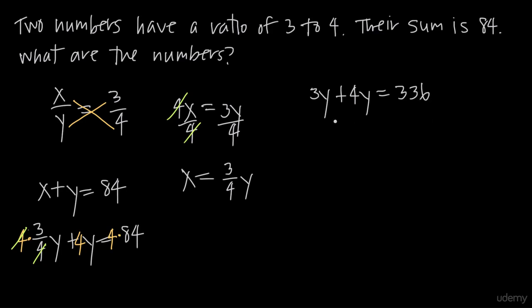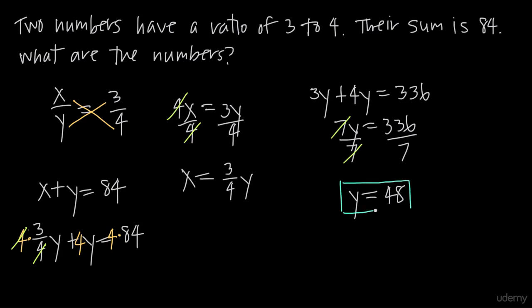Then I have 3y plus 4y. Those are like terms that I can combine. I'll get 7y equals 336. To solve for y, I need to divide both sides by 7. The 7s cancel on the left, leaving me with just y is equal to 336 over 7, which is 48. Now I have this value for y. I need to use this to find the corresponding value of x.